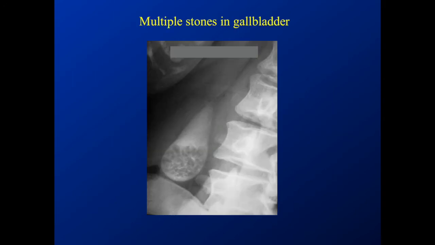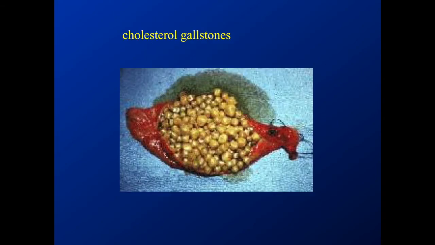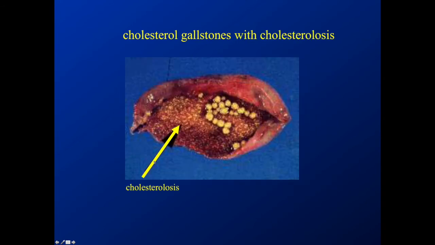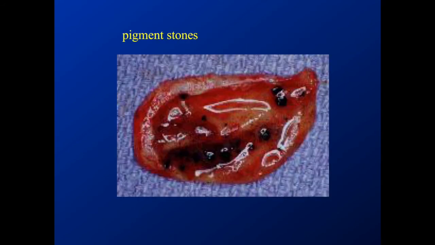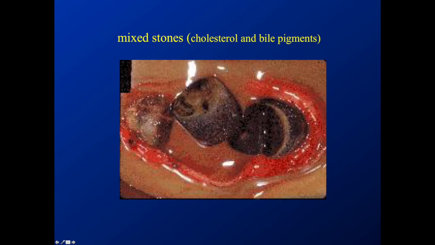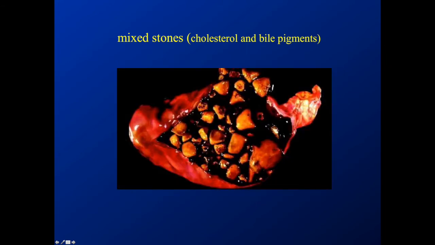And then you have mixed stones that are a mixture of both cholesterol and bile pigments. Here is another x-ray of multiple stones in the gallbladder. And then you can cut this gallbladder open, and cholesterol gallstones look like this. They're a pale stone compared to the pigmented ones. Here is a cholesterol gallstone with cholesterolosis, and this is where the cholesterol is crystallized along the side of the gallbladder. Here are pigment stones. You can see they're much darker than the cholesterol stones because of the pigments that make them. And then you can have mixed stones, which are pale in areas and then darker in others. And then here we see mixed stones, the cholesterol stones in amongst the much darker bile pigments.